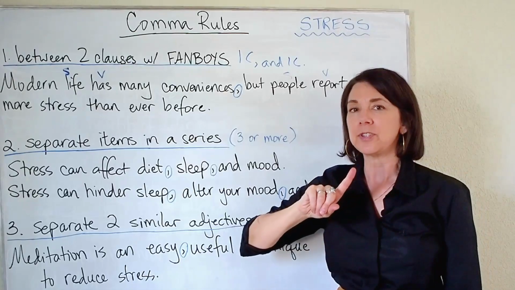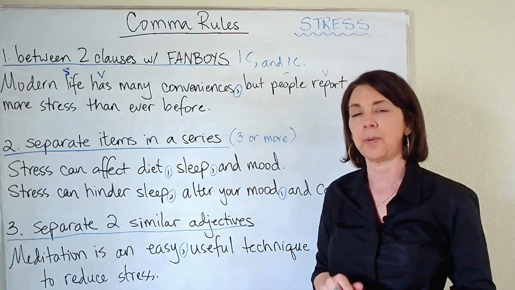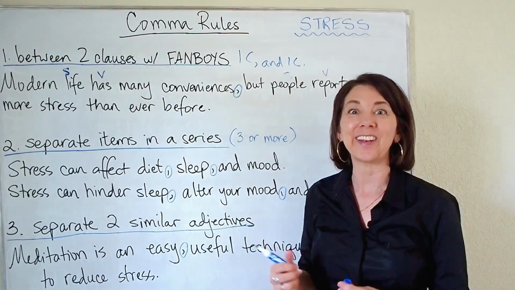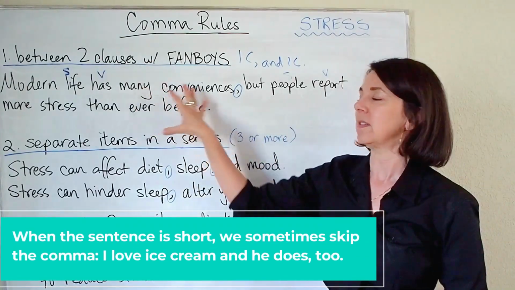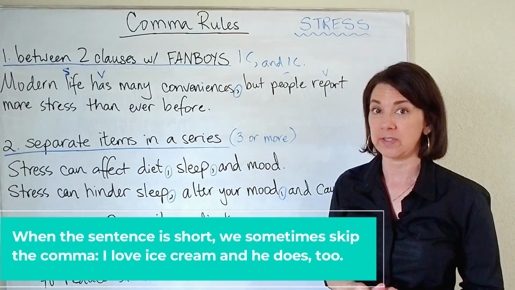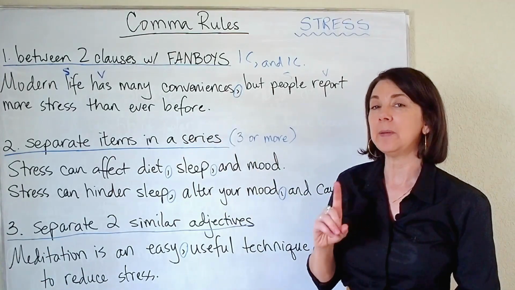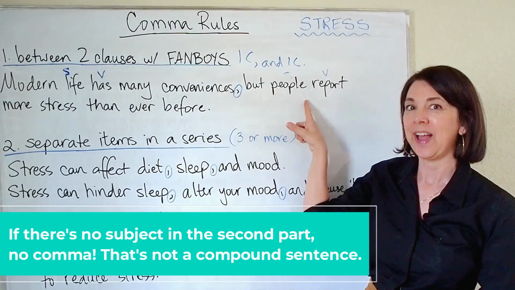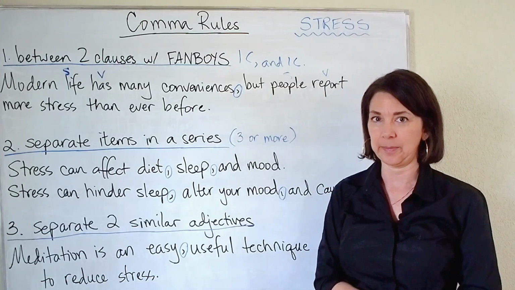Now, it's important to know that sometimes you can see some differences in this rule. There are some comma rules that are more flexible than other rules, and this is one of them. If the clauses are especially short, we will often skip this comma. And keep in mind that if there is no subject over here, that's actually not a compound sentence and you're not going to put a comma there.